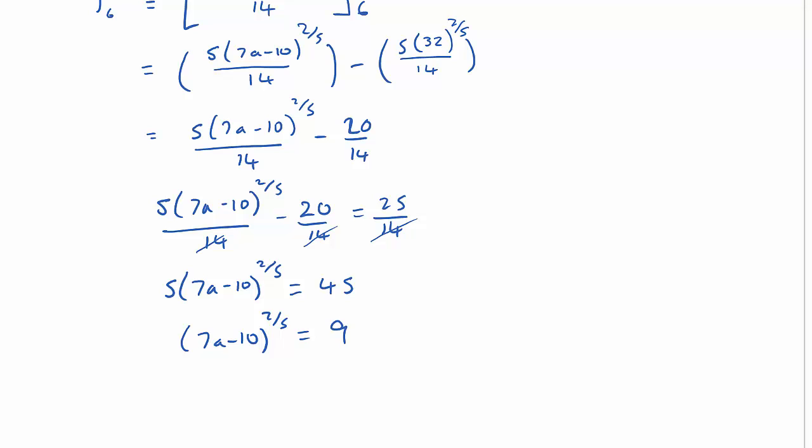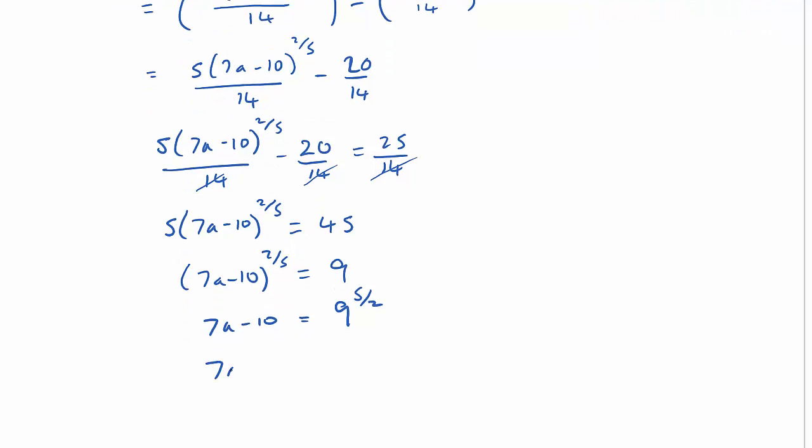So what we do there is raise both sides to the power 5 over 2. If you raise (7a − 10)^(2/5) to the 5 over 2, when you multiply the indices you get 1. So 7a − 10 would be equal to 9 to the power 5 over 2. And remember that means the square root of 9 then to the power 5. So 7a − 10, the square root of 9 is 3, 3 to the power 5.